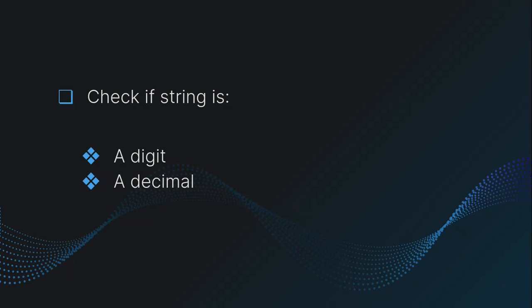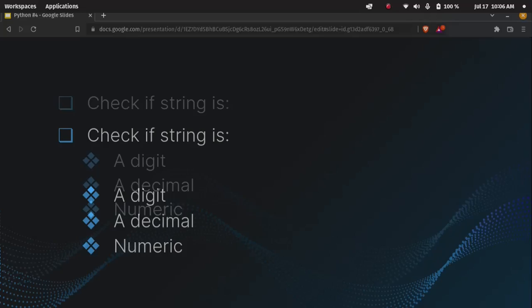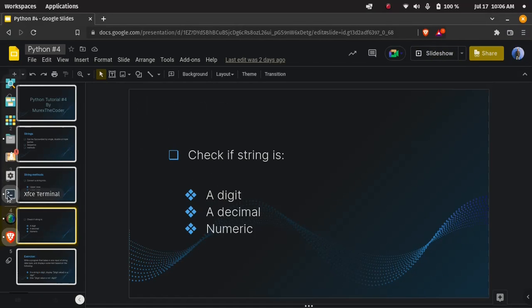And then for decimal is the same thing. You just want to check if you can convert the string into a decimal. Same thing with numeric. You can check if this string is numeric, right? Cool. Those are the three methods which I wanted to show, and let's get over to our coding environment.